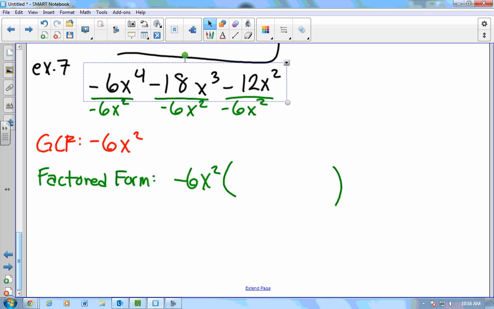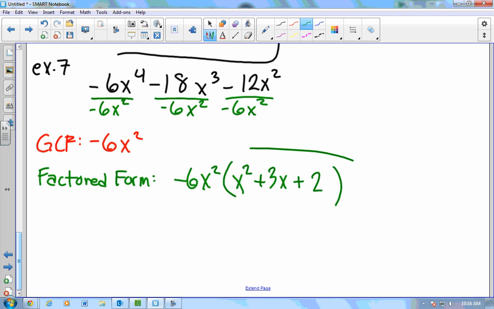Samantha, you go by Sammy? Yeah. Sammy. Okay, Sammy, what'd you get? We have negative 6x squared times what? Okay, how are her signs? Good. Yeah, kind of a negative divided by negative, positive, positive, positive. All those should be positive.